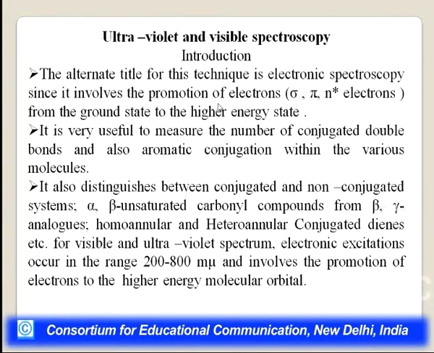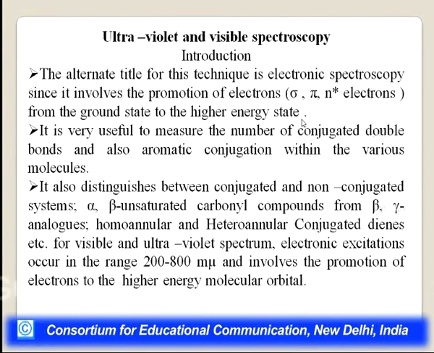Now, we are discussing in detail what is ultraviolet visible spectroscopy and what is the theory behind it. The alternate title for this technique is electronic spectroscopy, because we are discussing the promotion of which kind of electrons are there, whether it is sigma, when a sigma bond is there. If we talk about pi electrons, it means a pi bond is there. If we talk about non-bonding electrons, it means non-bonding electrons are also there, from ground state to the higher energy state with the absorption of energy.